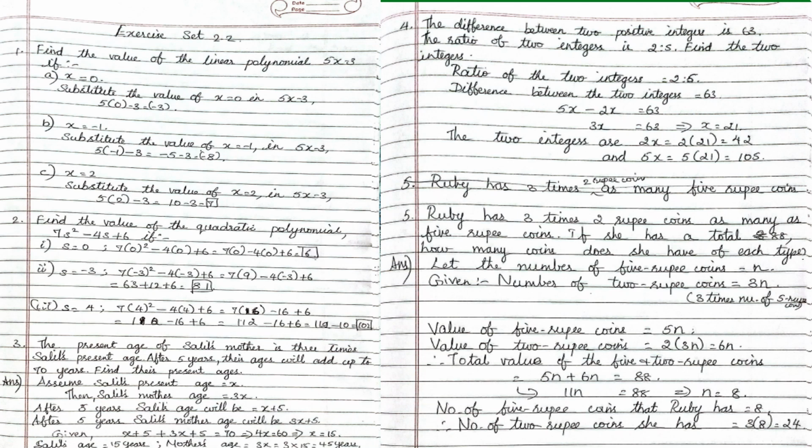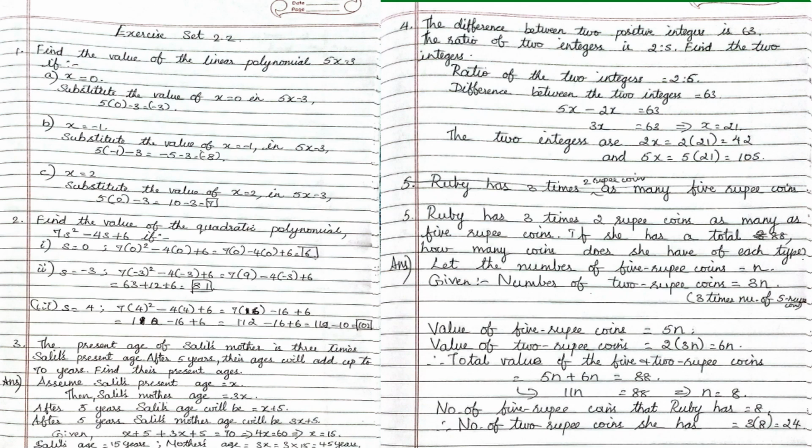So x plus 5 plus 3x plus 5 is equal to 70, deriving which you get the value of x to be equal to 15. What is x? It's nothing but the present age of Salil. So if the present age of Salil is 15, what will be Salil's mother's age? His mother's age is 3 times his own age as per the current year. So 3 times 15 is 45 years is Salil's mother's age.